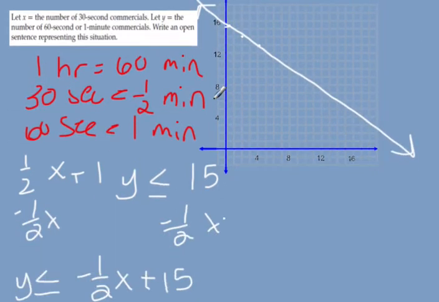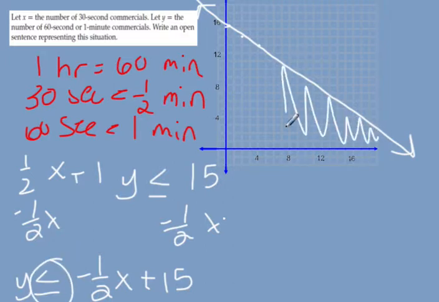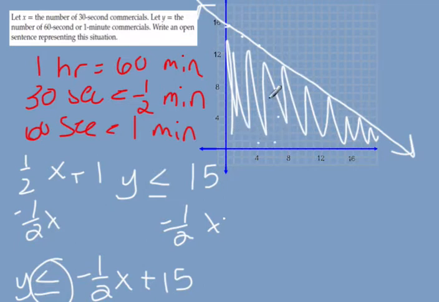Then, at the very end, I notice that my alligator is facing away from the Y, which means I need to shade down. So in here, each of these dots represents a different way we could combine 30 and 60-second commercials to fill out that 15 minutes or to fill out less than that 15 minutes, okay?